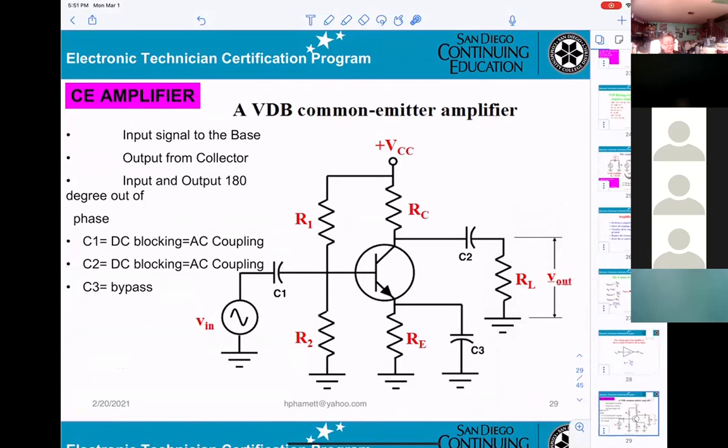So make sure when you're looking at a transistor amplifier, you have to tell me the name of this amplifier: common emitter, common base, or common collector. That's the first step. The second step is the relation between the input signal and the output signal. For this common emitter, they will be 180 degrees out of phase. That means input and output will be opposite. They can also ask you about the names of capacitors C1, C2, C3, and the purpose of each capacitor.